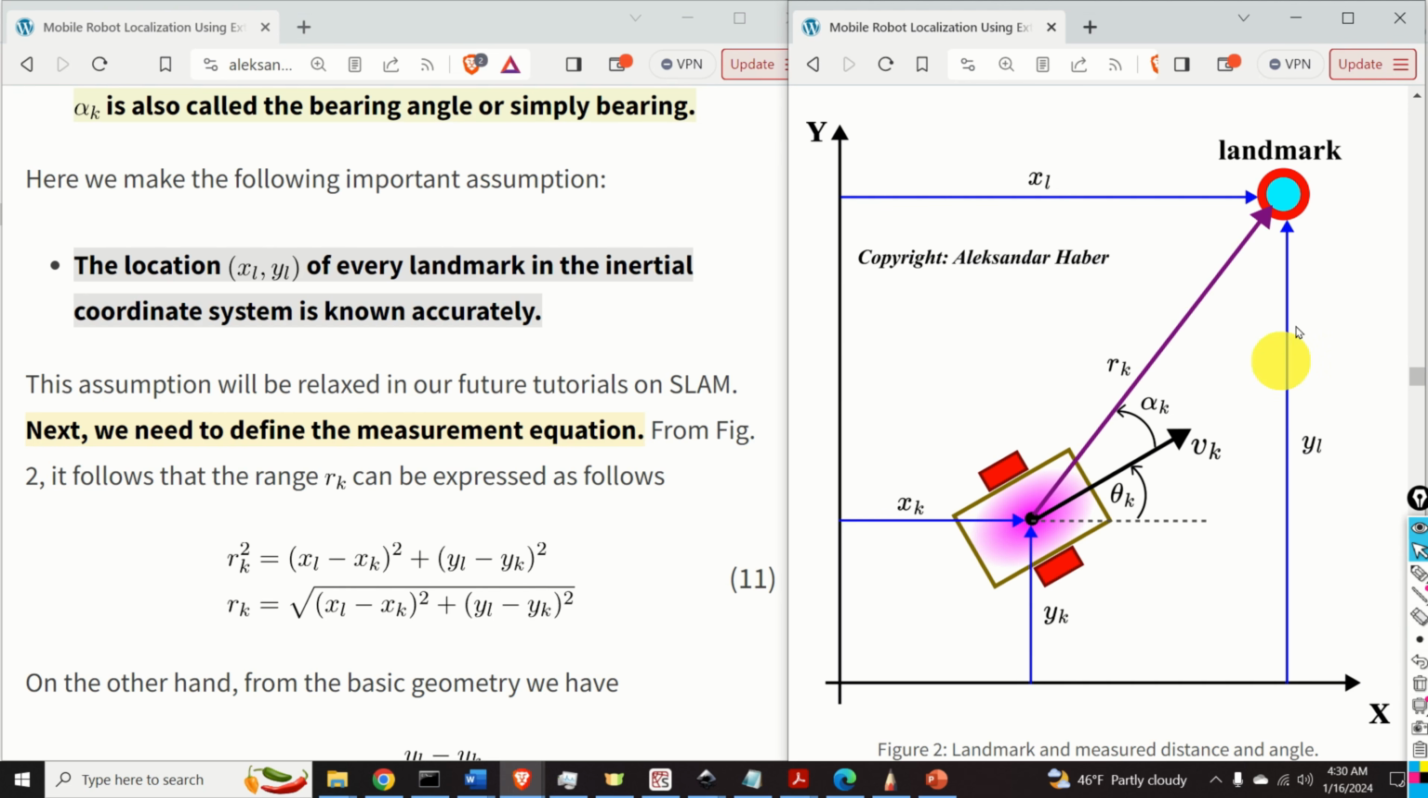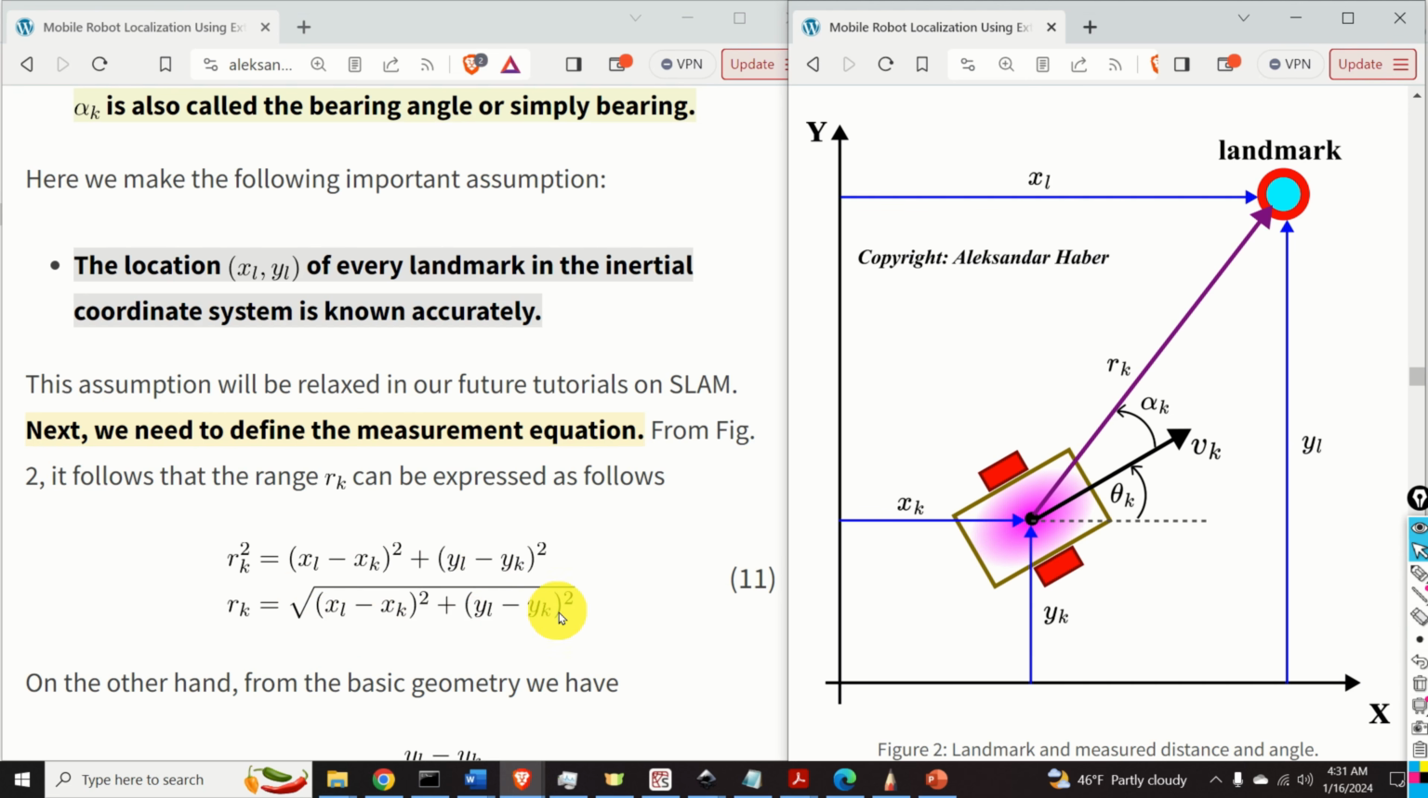From this figure, it follows that the range rk can be expressed like this. xl minus xk is actually this distance. yl minus yk is actually this distance over here. And by using simple trigonometry, we obtain that rk is the square root of xl minus xk squared plus yl minus yk squared.